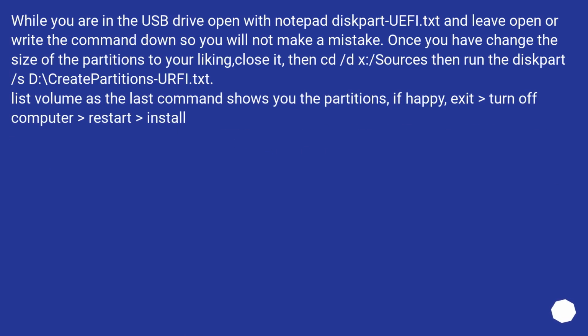While you are in the USB drive, open with Notepad diskpart UEFI.txt and leave open or write the command down so you will not make a mistake. Once you have changed the size of the partitions to your liking, close it, then cd /d X:\sources, then run diskpart /s D:\create partitions UEFI.txt. List volume as the last command shows you the partitions, if happy. Exit, turn off computer, restart, install.